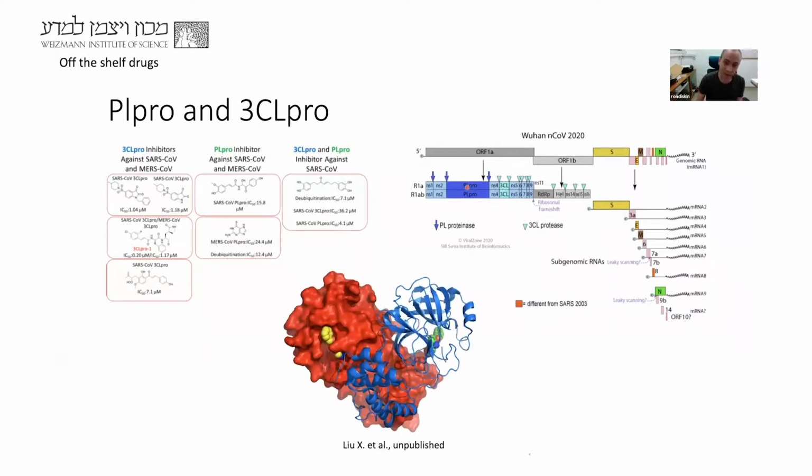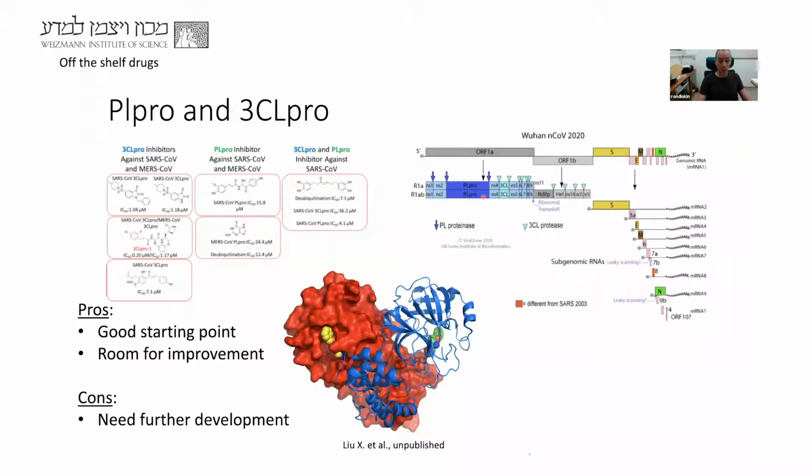Now, we know that the proteins of the current virus and the proteins of the previous SARS are very, very similar. In fact, in the active site, they're identical. So all of those compounds that were previously developed against the old virus will be effective against the new virus. The problem with those compounds is that they never reached any clinical testing. So they were developed, and that's it. So those would be a very good starting point to further develop better inhibitors. We can improve them, but they will need to be evaluated in clinical settings, something that was not done so far. And of course, that requires a lot of time.